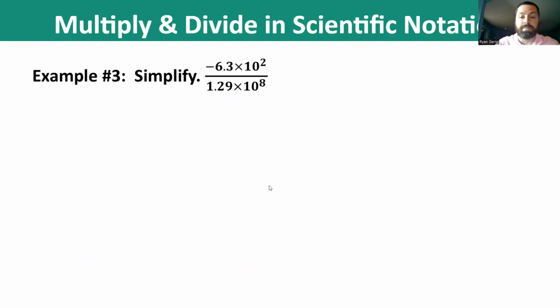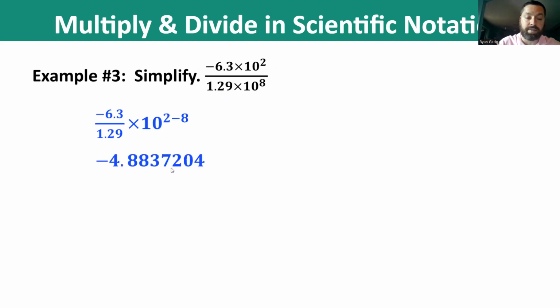All right, what about division? It's very similar to multiplication in that you just take your coefficients and you divide them. So negative 6.3 divided by 1.29. And then you take your exponents and you subtract, and you always subtract top minus bottom. So it's 2 minus 8. Negative 6.3 divided by 1.29 is negative 4.8837204 times 10 to the negative 6th.